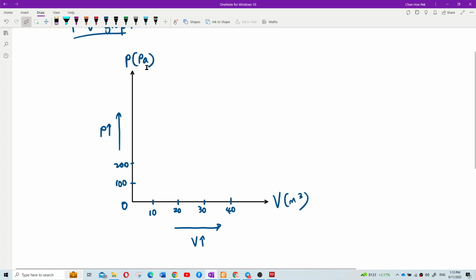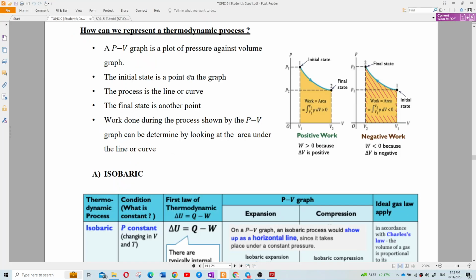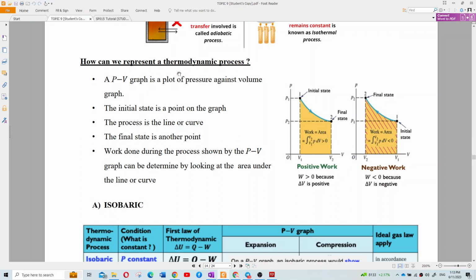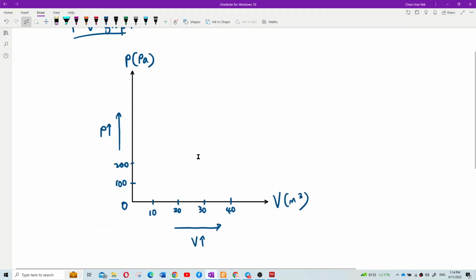Okay, let's say a PV graph is used to represent a thermodynamic process. So it has an initial state and a final state. The process itself is the curve or the line. So the area under the graph is the work done. Let's look at this graph again.